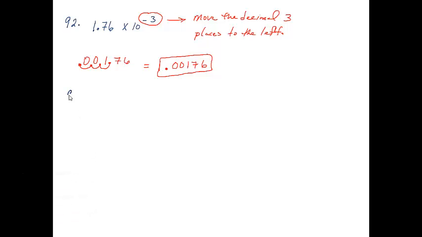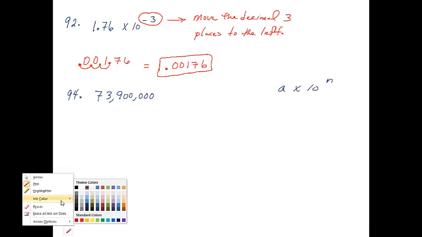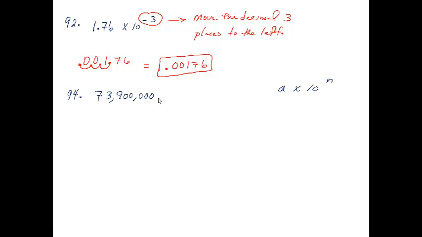Number 94. Instructions. Write each number in scientific notation. So this time they're giving us a number, and we must write it in scientific notation, which means we must have something like a times 10 to the nth power, right? Where n could be positive or negative. Well, the rule is first figure out where's your decimal, and then you're going to move this decimal until you have only a digit in your ones place. Okay? So let's start moving.